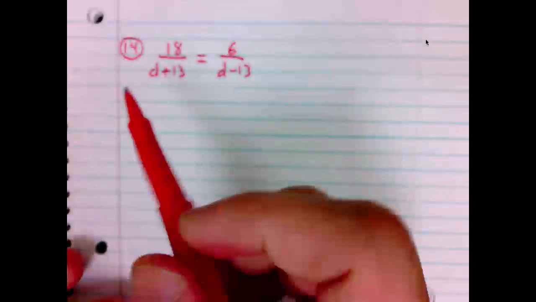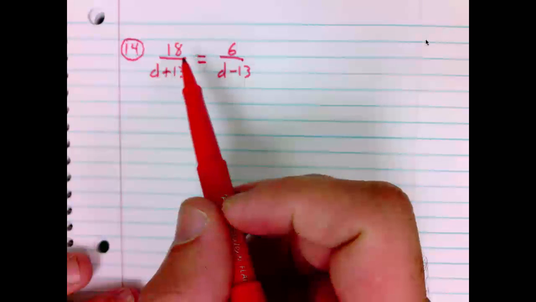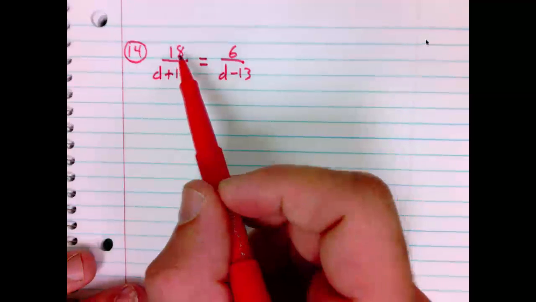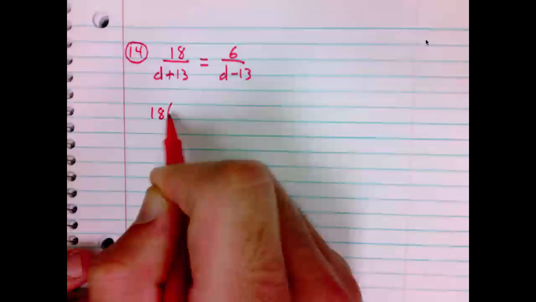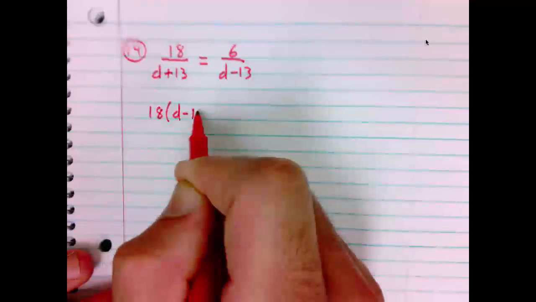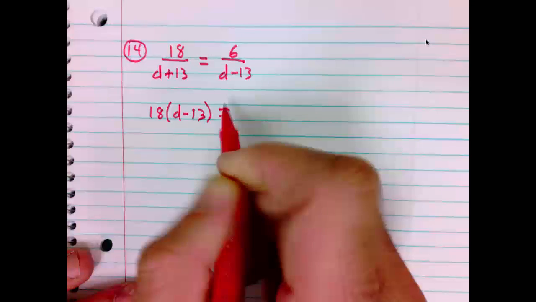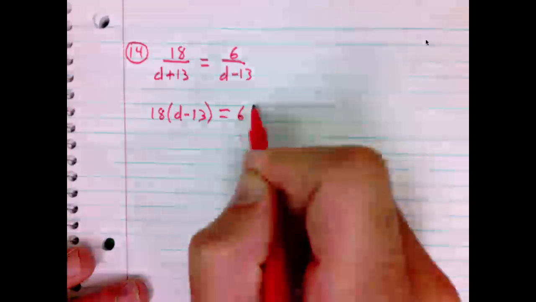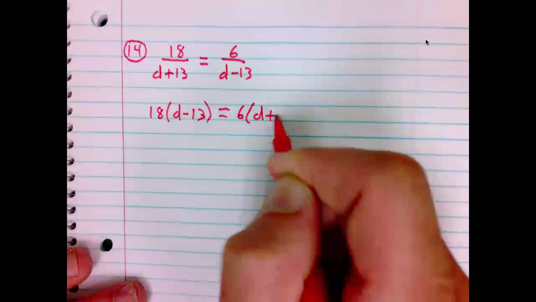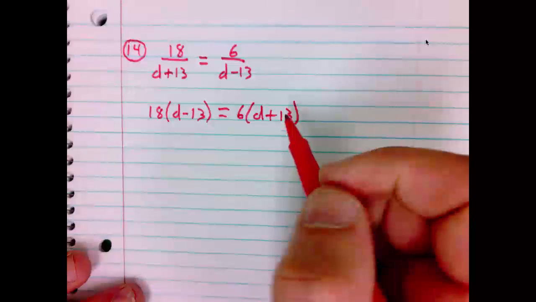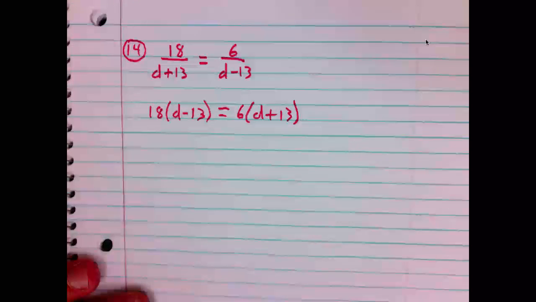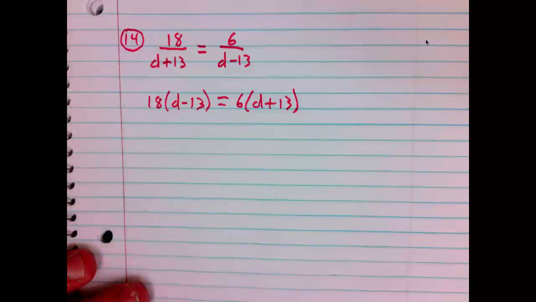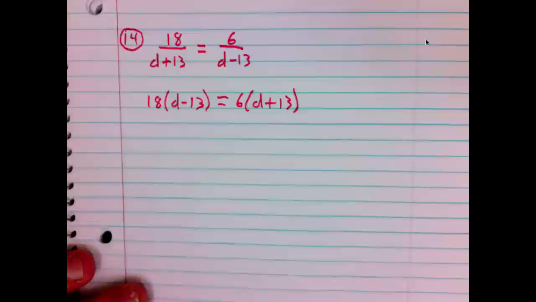First, I will do the cross multiplying. 18 times d minus 13, I could rewrite as 18, open parentheses, d minus 13. 6 times d plus 13, I can rewrite as 6, open parentheses, d plus 13. I've simply indicated the multiplication by connecting the constant to the parentheses.